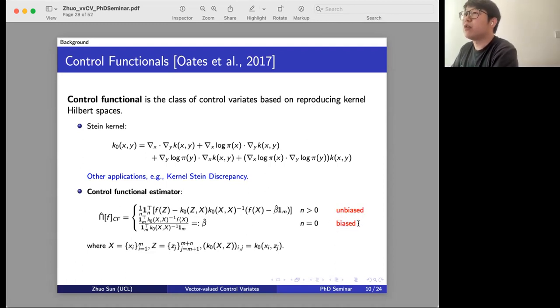But if we do not want to split the data in two parts, or the sample size is too small, we can use this biased estimator. This beta hat basically means we are optimizing the control variates using all the data we have, and this beta hat is an estimate of the expectation of interest.